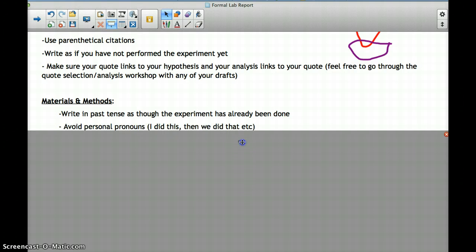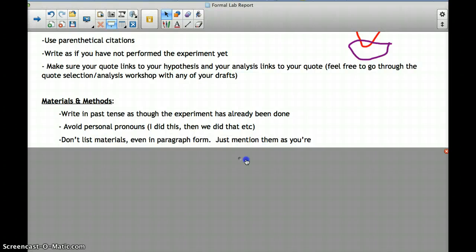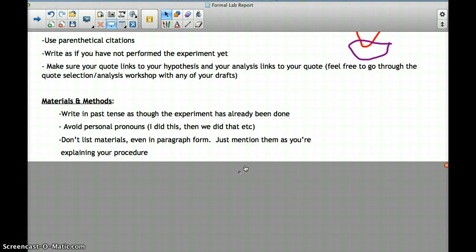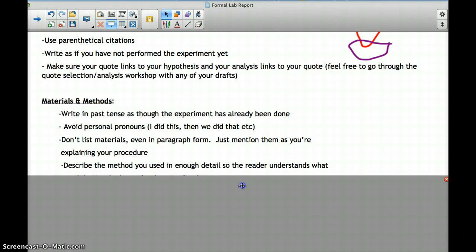You need to avoid personal pronouns. "I did this, then we did this, and then Miss Quist did this, and Miss Mack got me this." It doesn't matter. That's not how you write a materials and methods. Avoid personal pronouns. You're not going to list materials, even in paragraph form. Just mention them as you're writing or explaining your procedure. For example, 4 canisters were used, as you'll see in the example below.